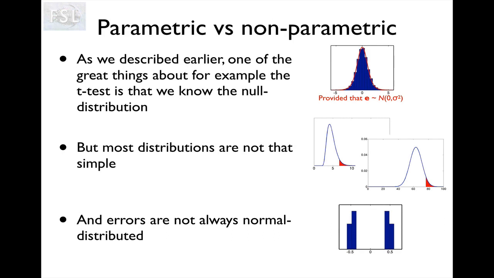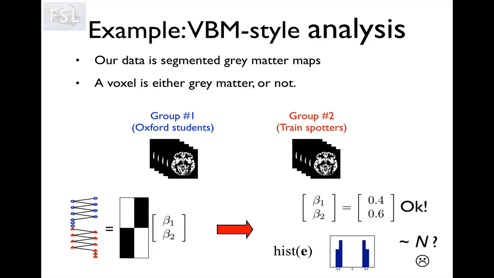But most distributions are not that simple, if you remember these distributions. So this is the maximum statistic distribution, and this is the maximum cluster size distribution. They are not that easy, and as I said, there is no exact closed form expression for them. Besides, these closed form expressions tend to be available only when errors are normally distributed, and errors aren't always normally distributed. So I'll show you one very striking example of when errors are not normally distributed, and that is a VBM style analysis.